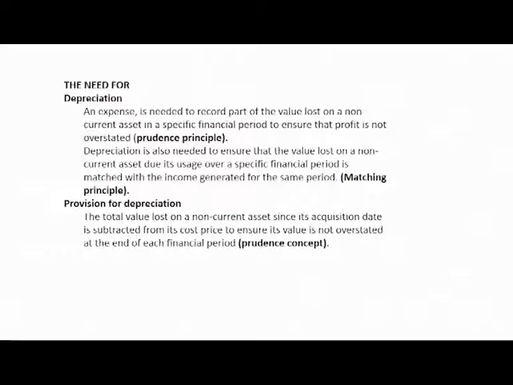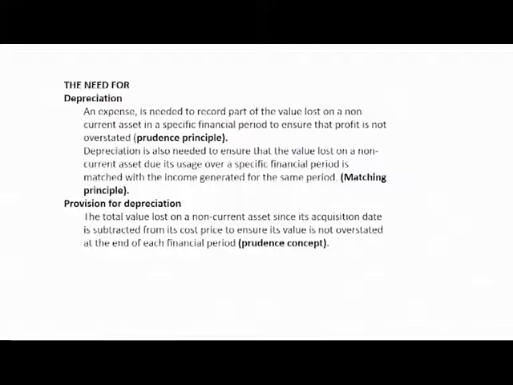Depreciation is also needed to ensure that the value lost on our non-current assets due to usage over a period of time is matched with the income that is generated, because now we are talking about another principle, which is the matching concept. If we are generating income through using non-current assets, the asset is losing value, so we have to match our income with the expenses accumulating through depreciation. That is what the matching principle states.